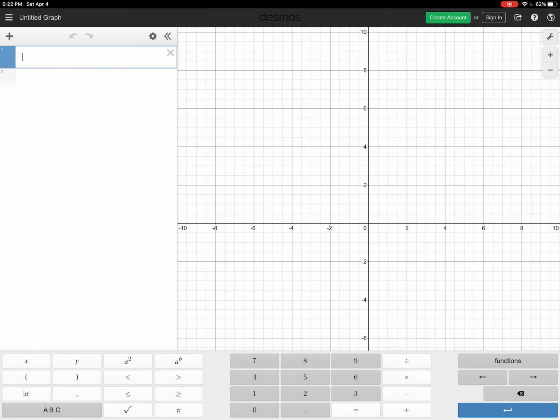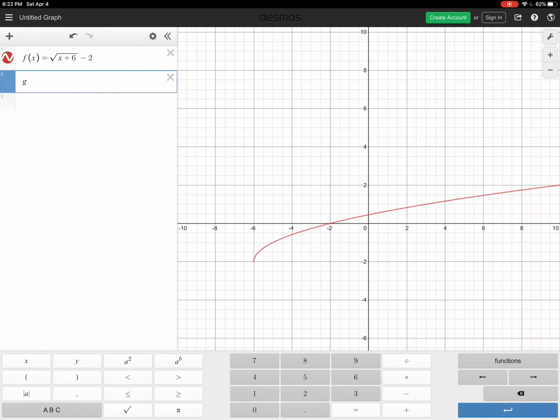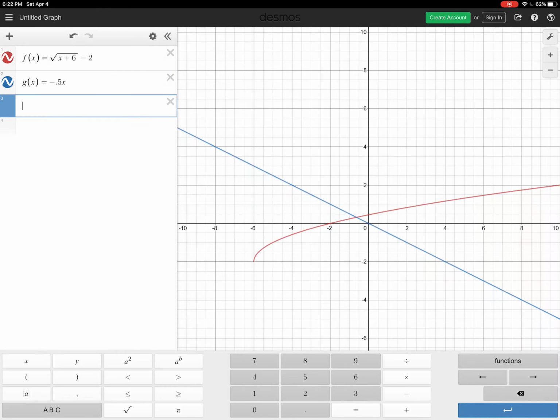Desmos, where are you? Found you. That radical function is what? 6 left? Where's f? 6 left. 1, 2, 3, 6. Neat. 2 down. The other function is just negative 1/2x. Oops. Equal signs. How do they work?